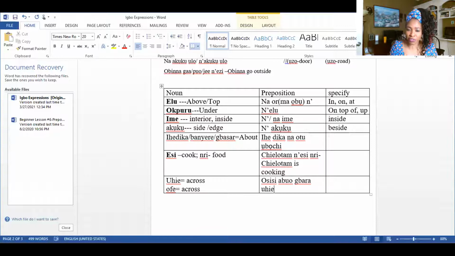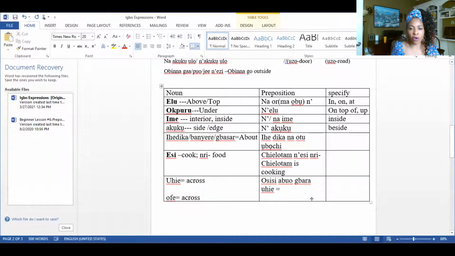This is how you're going to use it. You can also say mpisi. It means two sticks that are across each other. Mpisi means stick. Then osisi means a tree. Now let me do this. Osisi abuwa bara uye. Two trees.